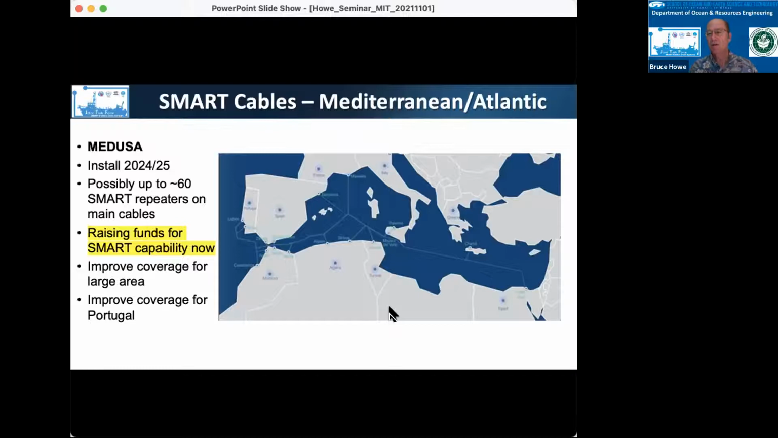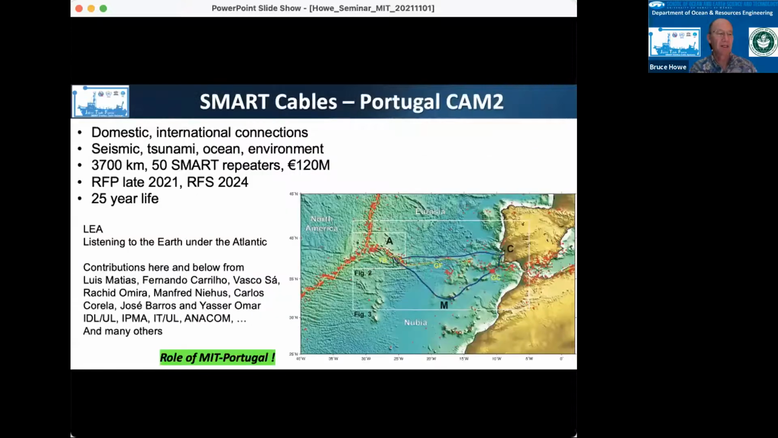Right now, there are no DART tsunami warning buoys in the Mediterranean, and yet there absolutely have been historical tsunamis in the Mediterranean, and earthquakes and so on. So this would be a great boon to the region to have this, but we're in the process of raising those funds now. This shows the Portuguese system in a little more detail.